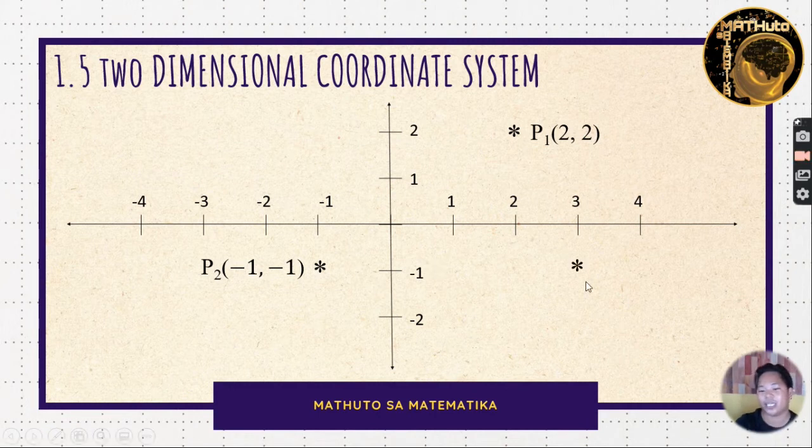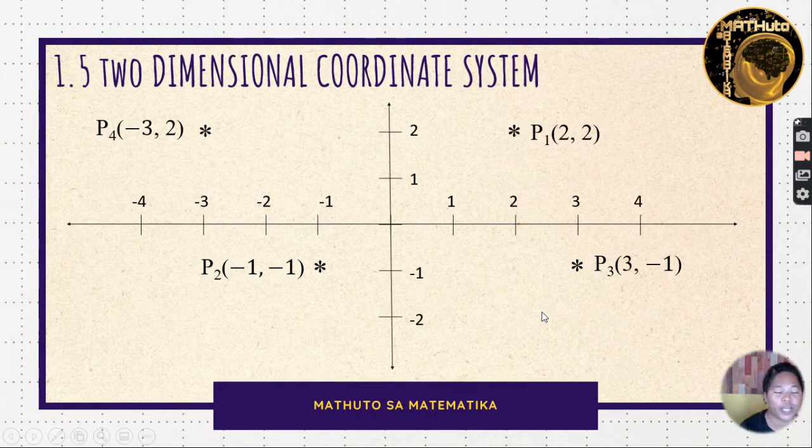Next point is located at quadrant 4. We have positive x, positive 3, and we have negative y, which is negative 1. And we have also the last point, point 4, which is located at quadrant 2, since we have negative x, which is negative 3, and positive y, which is positive 2. And this is at quadrant 2.